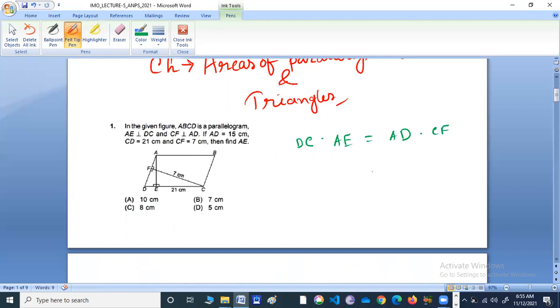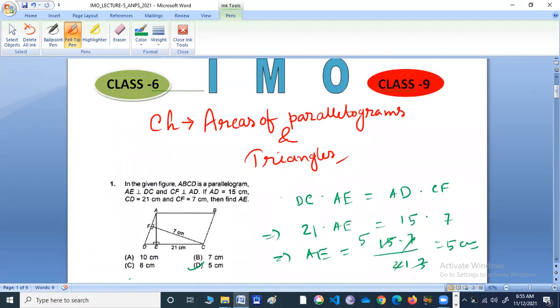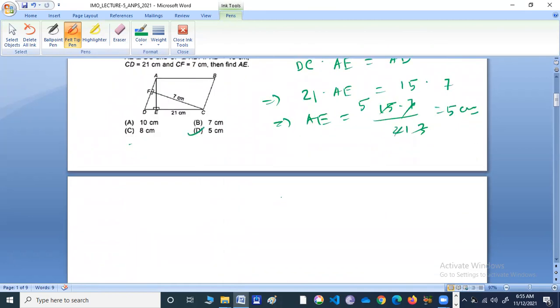AD is given 15, CF is given 7, DC is given 21, and AE is not known. So we can easily find AE from it. So AE will be 15 into 7 by 21. So therefore 5 centimeters. So therefore option D is the correct one. Good. Let us move on and do our next question.